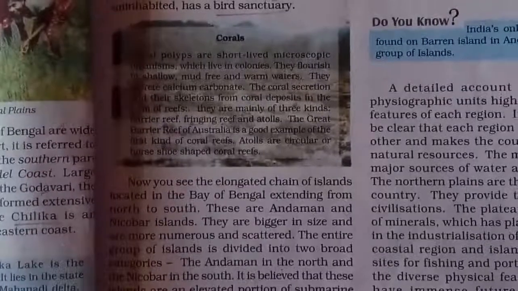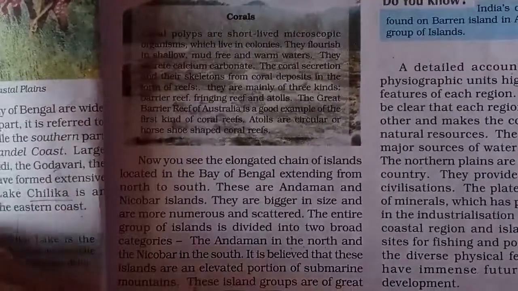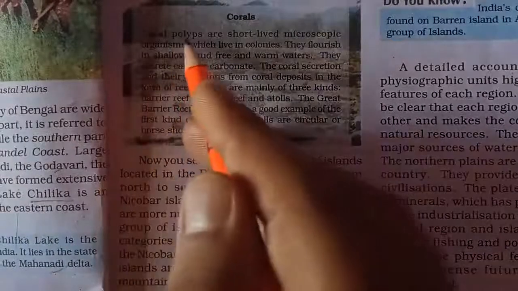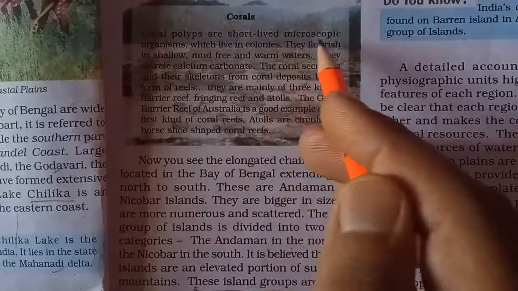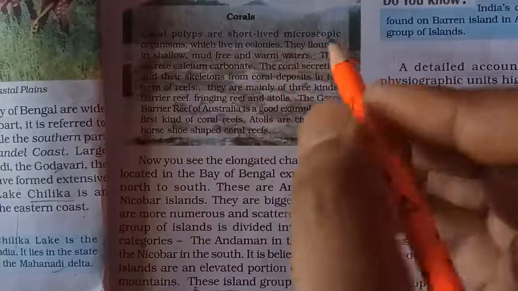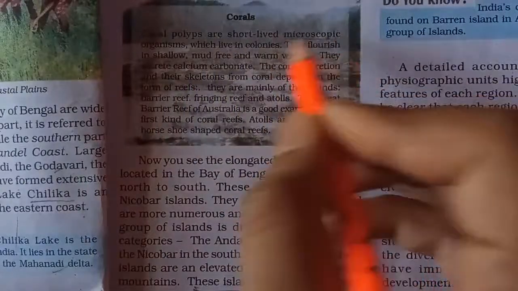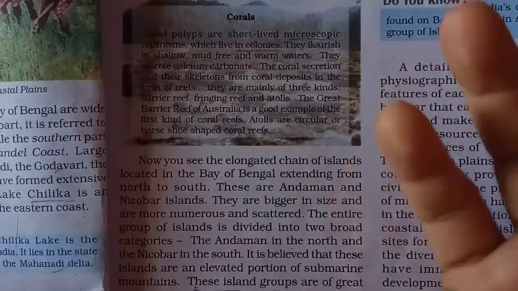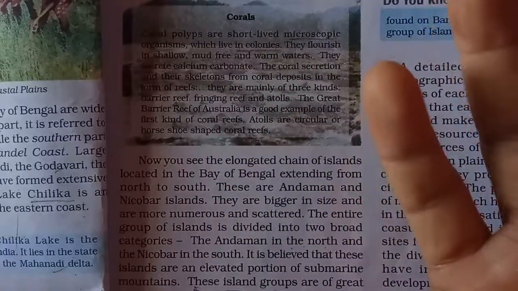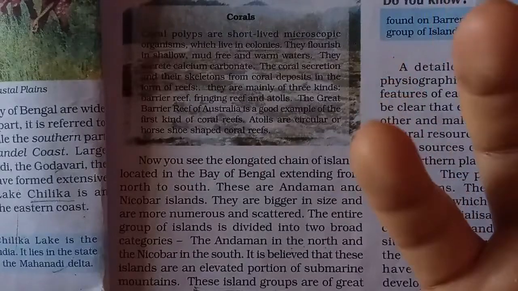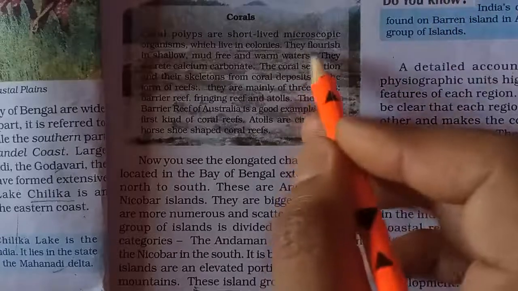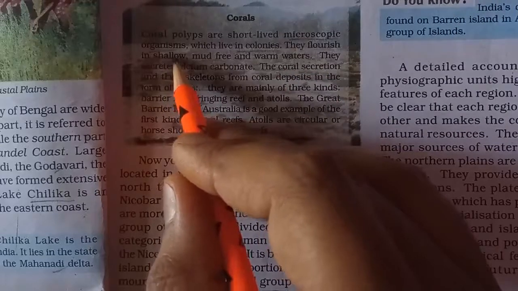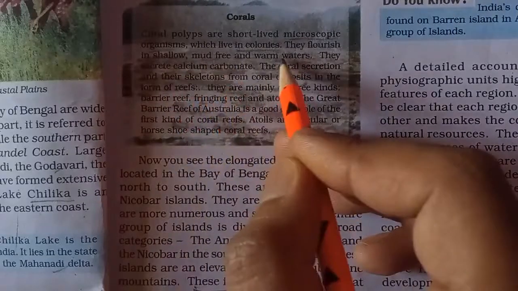Now let's understand what we mean by corals and why we say that the Lakshadweep Islands are small coral islands. Coral polyps are short-lived microscopic organisms. So in the water we find microscopic organisms, and they live in colonies. It means those microscopic organisms live together in groups. They flourish and develop more in shallow water, mud-free water, and warm water.